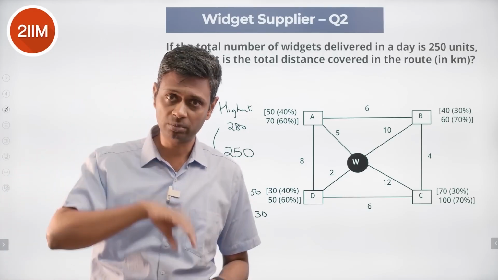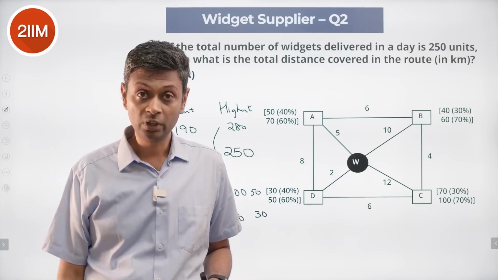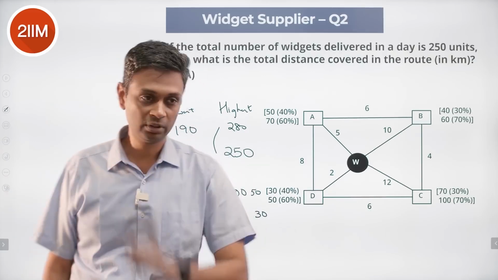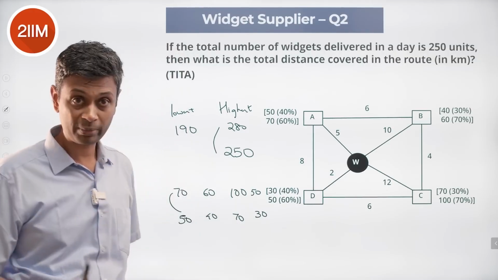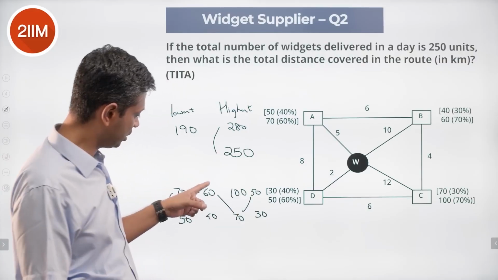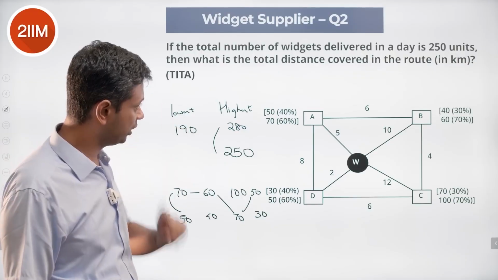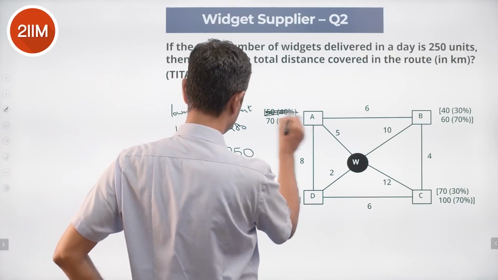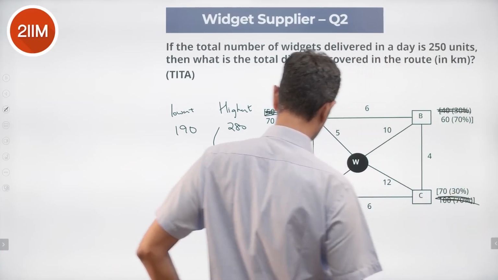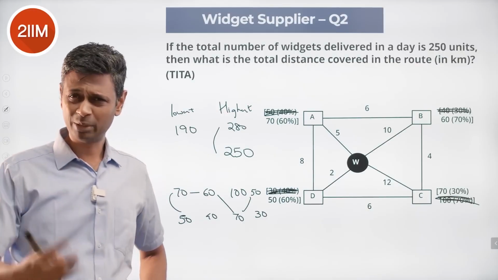Is there any other possibility? The other 3 are all minus 20. If I do 2 minus 20s I go to a minus 40. If I do only one I stay at a minus 20. The only way possible is where my total should be 70, 60, 70, 50. 130, 200, 250. That's my combination. So the total number of widgets is 250. Then I'm delivering 70 here, 60 here, 70 here, and 50 here.